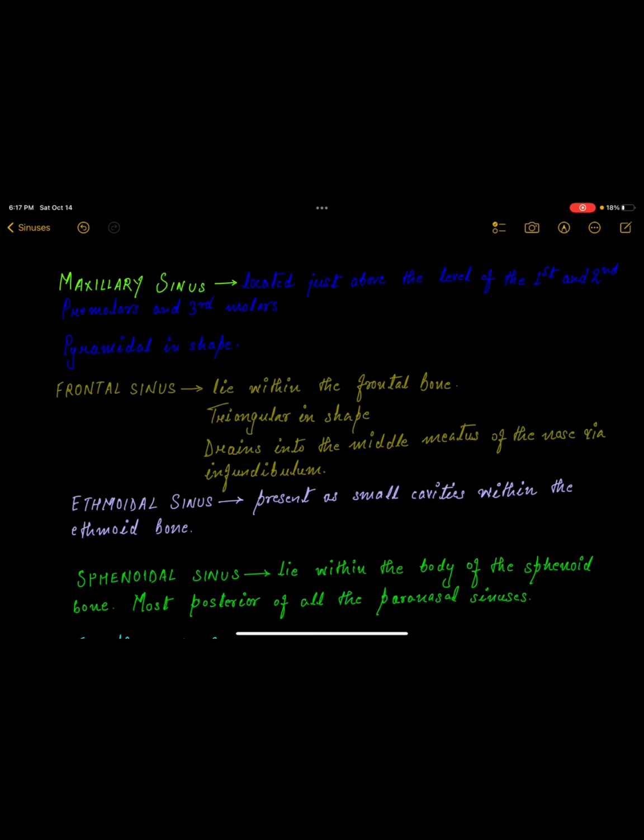Maxillary sinus. They are located just above the level of the first and second premolars and molars. And that is why if a patient is having sinusitis of their maxillary sinuses, meaning infection in their maxillary sinuses, the patient can also get toothache. And in these kinds of cases, you cannot ask the patient to go for oral antibiotics because the cause is different over here. And these sinuses are pyramidal in shape.